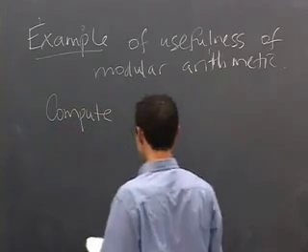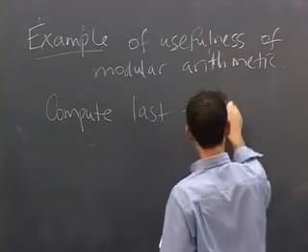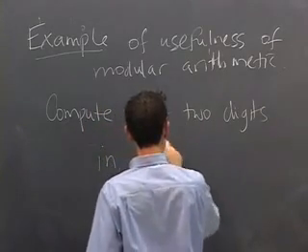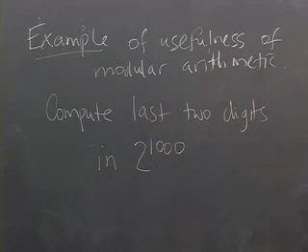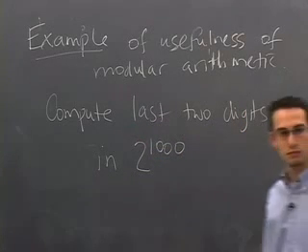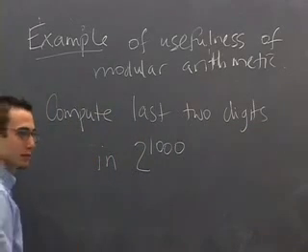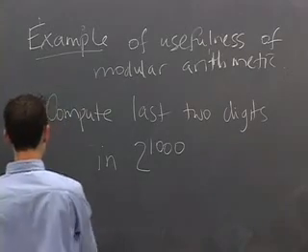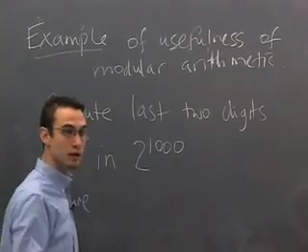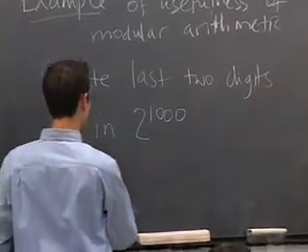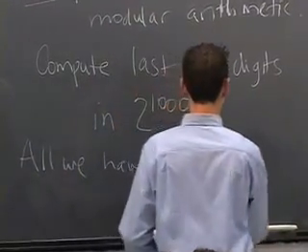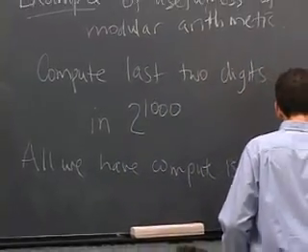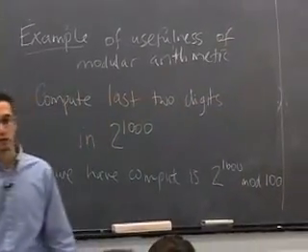Somebody tell me how to compute the last two digits in the decimal expansion of 2 to the 1,000. It's the remainder, multiplied by... Exactly. So all we have to compute is the order of 2 modulo 100. All we have to compute is 2 to the 1,000 modulo 100, which makes the whole problem extremely manageable.